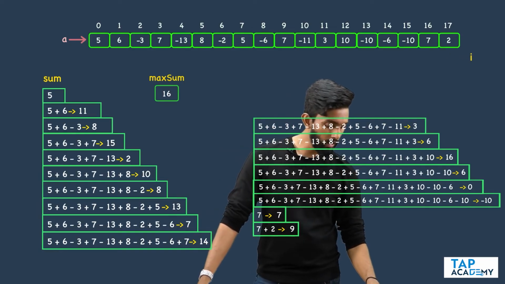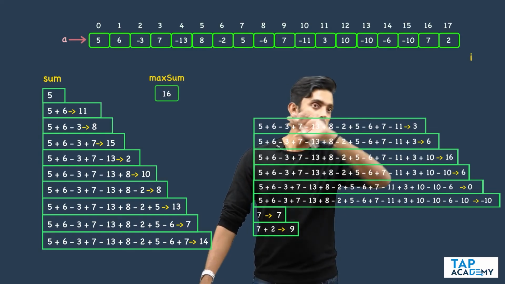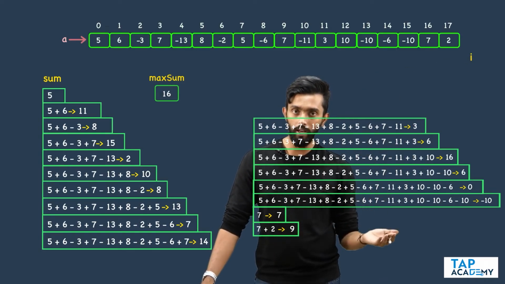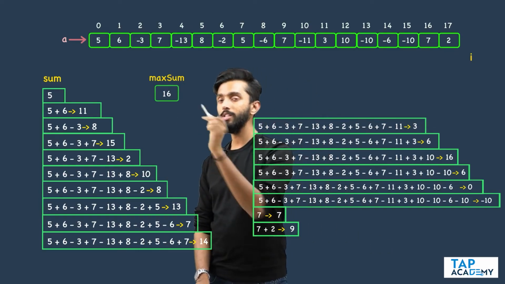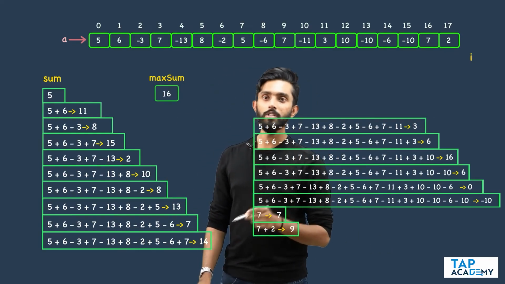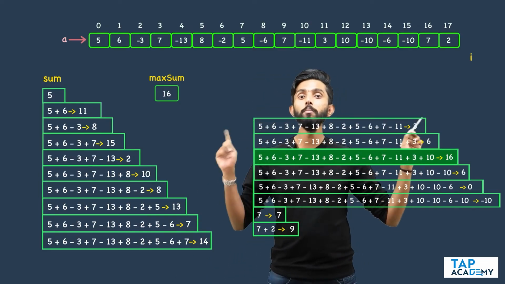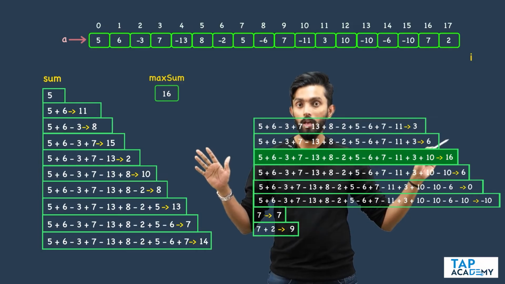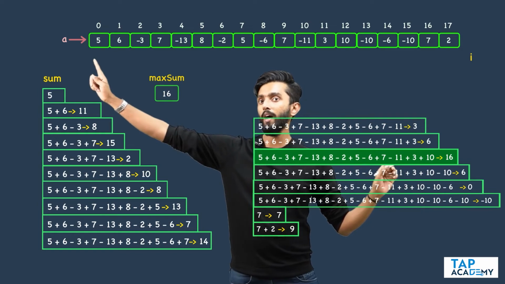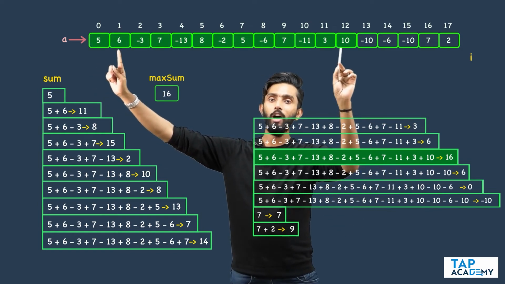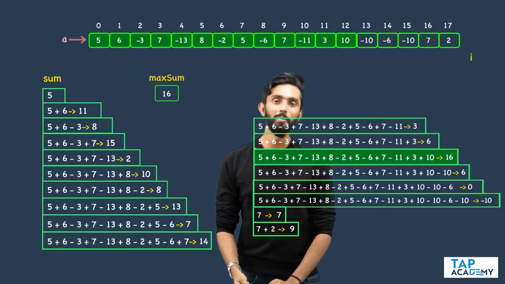I moves forward. I goes outside the boundary. I hope you're able to understand. If I goes outside the boundary, then looping is over. Now look at my max sum. What is there? 16. And which one gave me 16? This. Which means the maximum contiguous subarray, which gives me the maximum sum, is nothing but from 5 till 10. This is the maximum subarray.